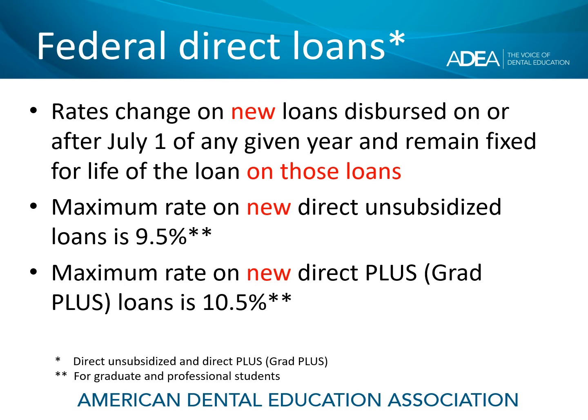Note that the maximum rate on new direct unsubsidized loans is 9.5%, and the maximum rate on new direct plus loans is 10.5%. By the way, you have already picked up on this, I suspect. The interest rate on direct plus loans is always a full point higher than on direct unsubsidized loans. So once again, your takeaway here is that the rate changes on new loans every July 1.